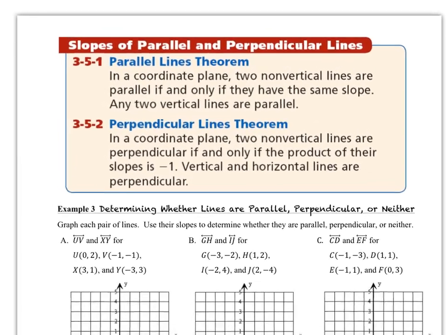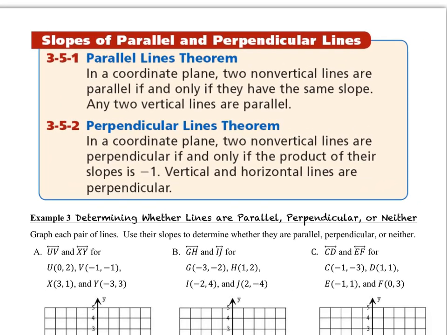Slopes of parallel and perpendicular lines. In a coordinate plane, 2 non-vertical lines are parallel if and only if they have the same slope. And because vertical lines have an undefined slope, we have to specifically mention that any 2 vertical lines are also parallel to one another. In terms of the perpendicular lines theorem, in a coordinate plane, 2 non-vertical lines are perpendicular if and only if the product of their slopes is -1. Vertical and horizontal lines are also perpendicular to one another. So vertical lines are perpendicular to horizontal, horizontal are perpendicular to vertical.